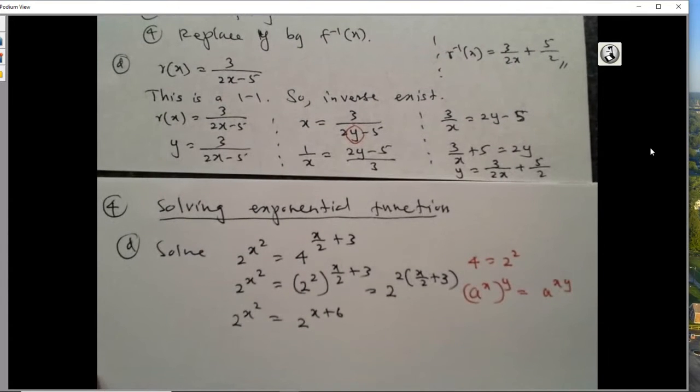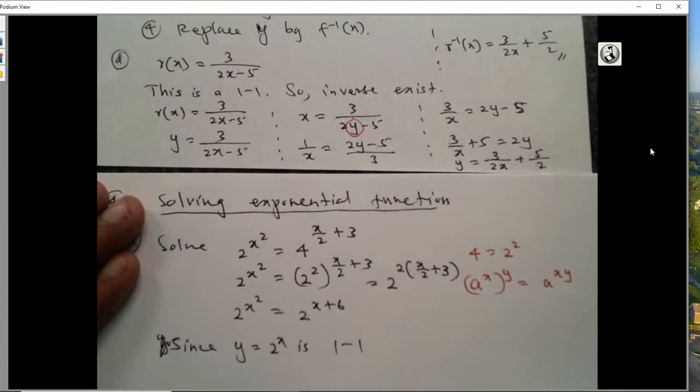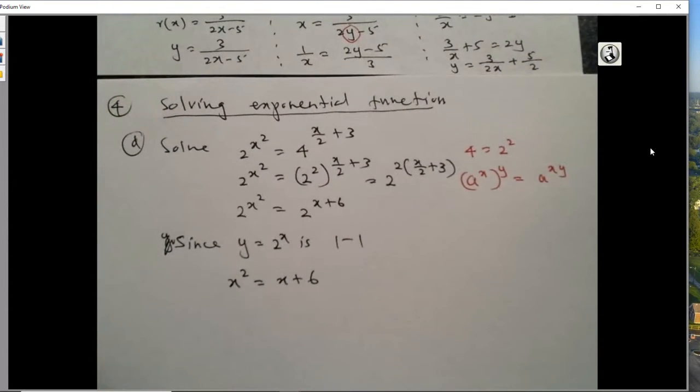Now you can see that it's the same base, so the exponents have to be the same. The reason is that y equals 2 to the x is 1 to 1. Since it's a 1-to-1 function, whatever you plug in has to be the same. So we set the exponents equal: x squared equals x plus 6. The reason is the exponential function is 1 to 1.